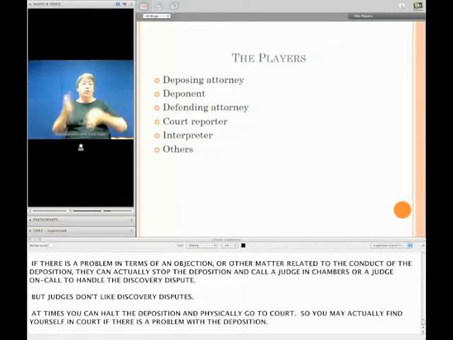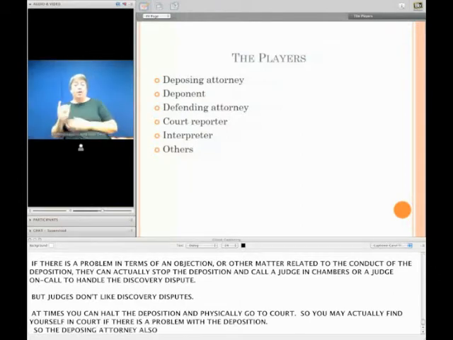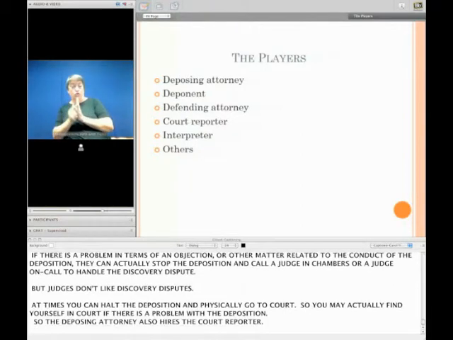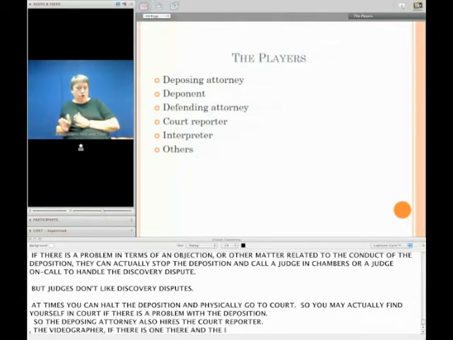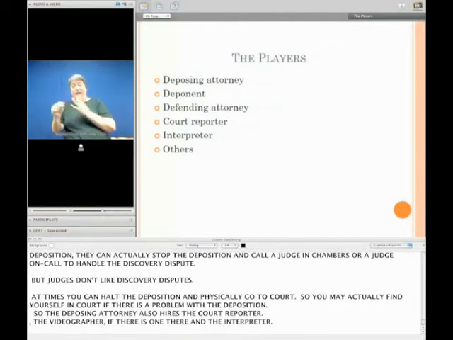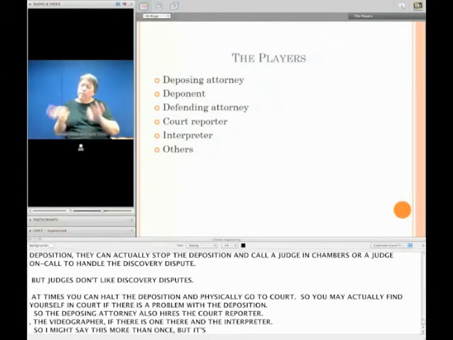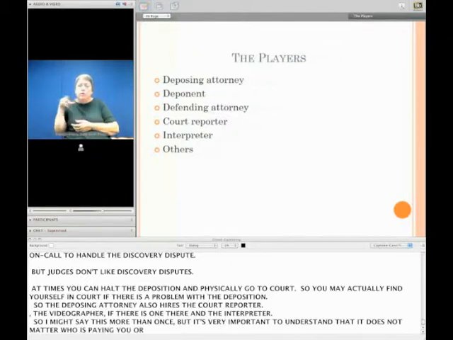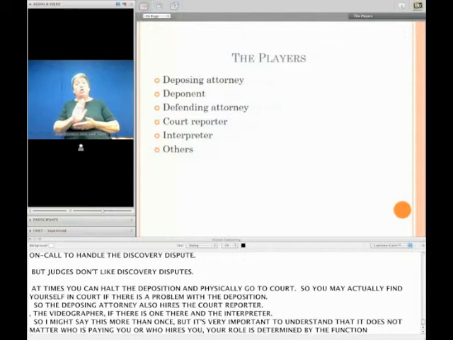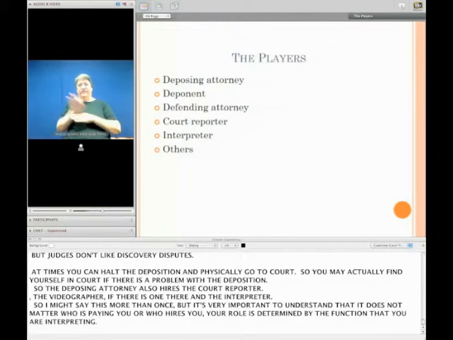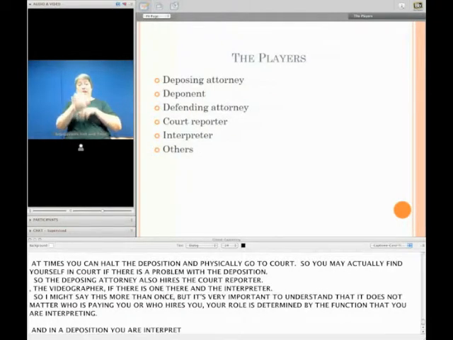So the deposing attorney also hires the court reporter, the videographer if there's one there, and the interpreter. I might say this more than once, but it's very important to understand that it does not matter who is paying you or who hires you. Your role is determined by the function that you're interpreting. And in a deposition, you're interpreting witness testimony, which makes you a proceedings interpreter.